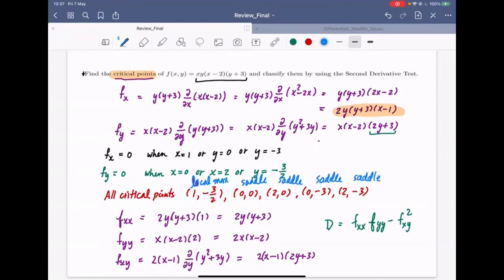Well, you can try to do that at home, but when you plug in the numbers x and y into the function d, you're going to get a negative number for these 4 points, which means it is a saddle point. They are all saddle points. But for this one, you're going to get positive d, and fxx is less than 0. So that is local max. You can try it.